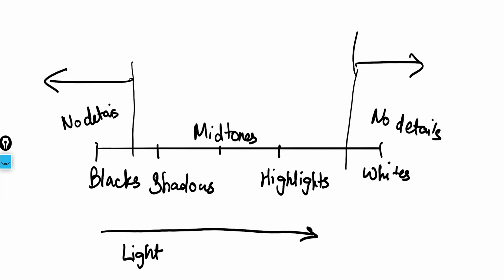Now once you enter the highlights here, the highlights are regions that are brighter than the midtones and they still have some details. So they're the bright regions of your image that contain details. And then you enter the whites where it's completely white. There is no detail in your image.